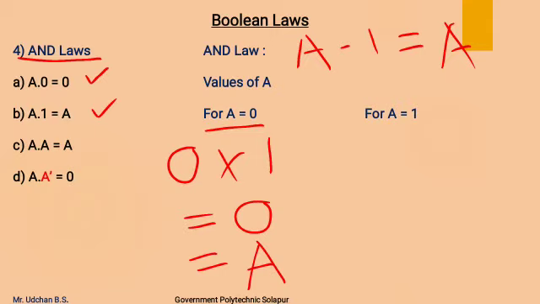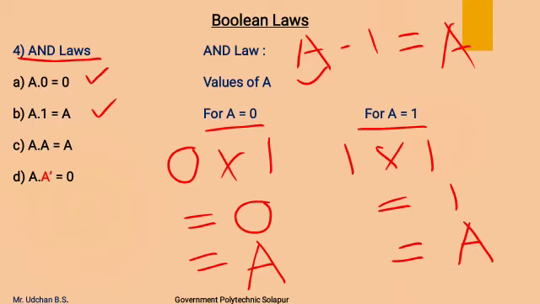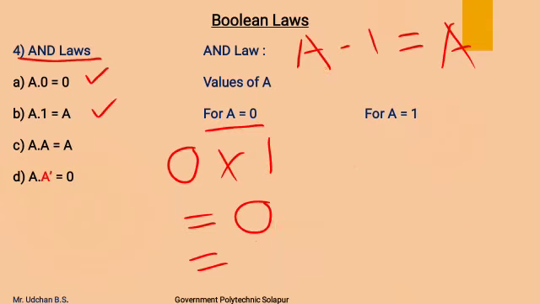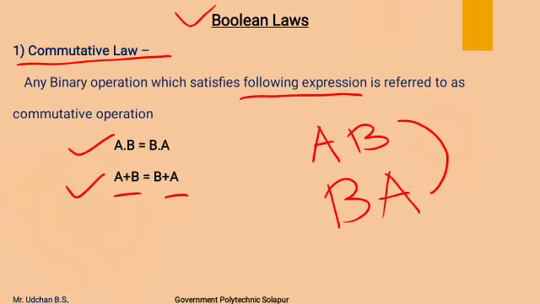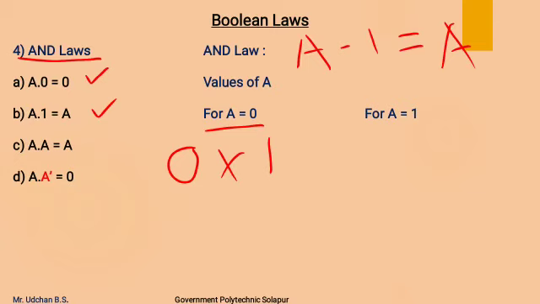Again for the second, consider the value of a as 1. Put the value of a, that is 1, in this equation again. That is 1 into 1 will give you 1, which is nothing but the value of a which we considered over here. So a into 1 will always give you a. Now the third AND law is a into a will give you a.